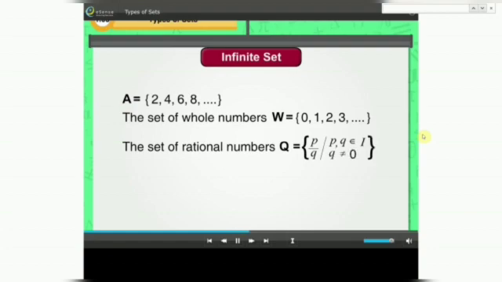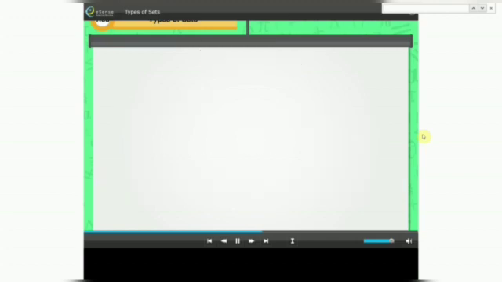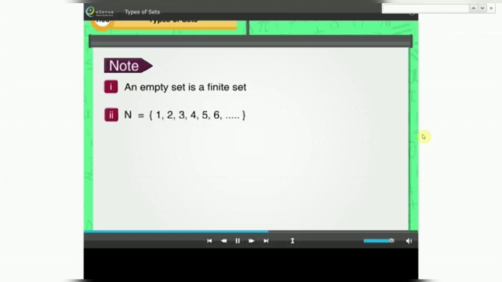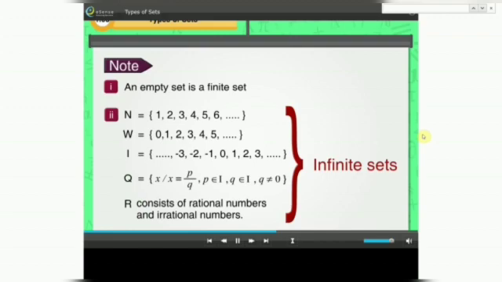In all these sets, A, W and Q, the counting process does not terminate. Hence, they are called infinite sets. A set which is not finite is called an infinite set. Students, note that an empty set is a finite set. The set of natural numbers, whole numbers, integers, rational numbers and real numbers are infinite sets.